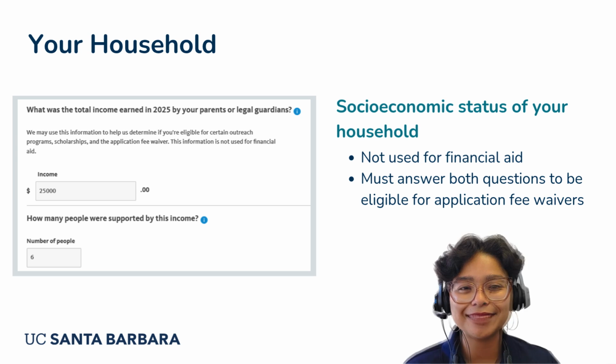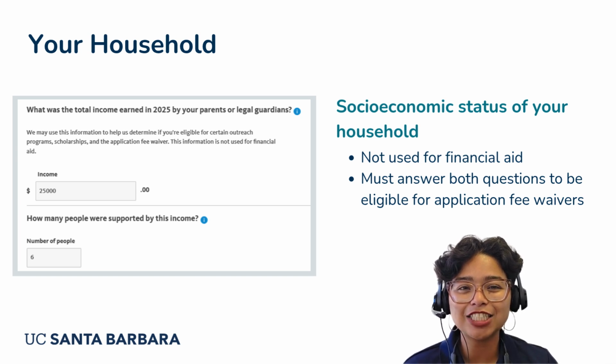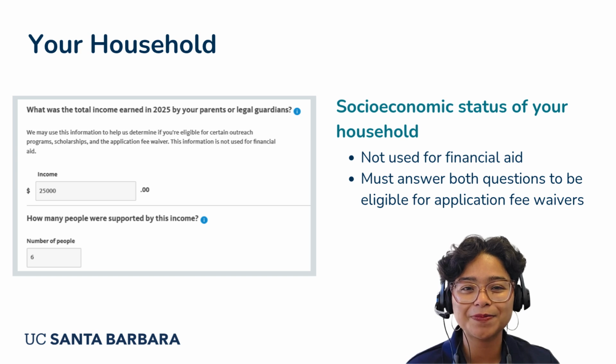The next question will state, what was your total income earned in 2025 by your parents or legal guardians? If you are not sure how to answer this question, please check in with your parents or guardians for help. We may use this information to help us determine if you're eligible for certain outreach programs, scholarships, and the application fee waiver.